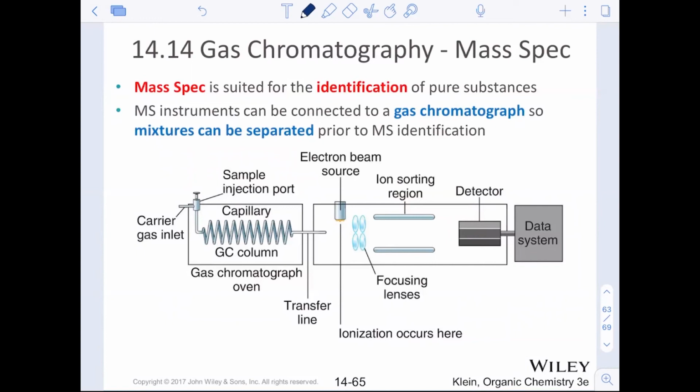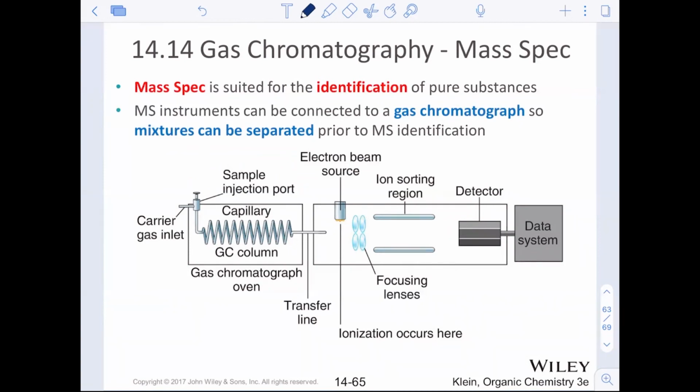In research, what you would want to do is you would have a sample of probably a couple of different things, and you would want to use some sort of separation technique, chromatography, prior to the mass spec. So yes, you still want your sample to be vaporized, ionized, and then fragmented, but you want your sample to be as separate as possible.